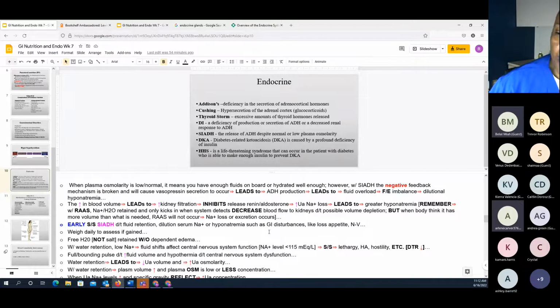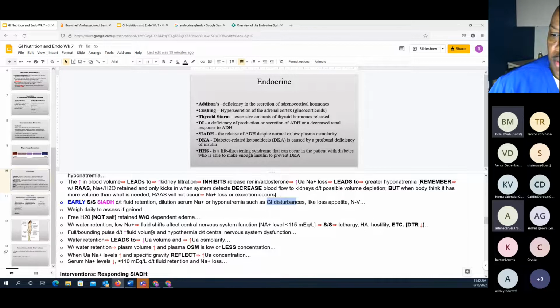The electrolyte disturbances, of course, can be a problem. Now, some of the early signs and symptoms of SIADH are due to fluid retention. There's this dilution of sodium, or hyponatremia. And so you look for things like GI disturbances, such as loss of appetite and nausea and vomiting. Look for the weight gain, as I just mentioned. Free water is actually retained without edema. So you won't see edema in these patients, but they will be retaining a lot of free water.